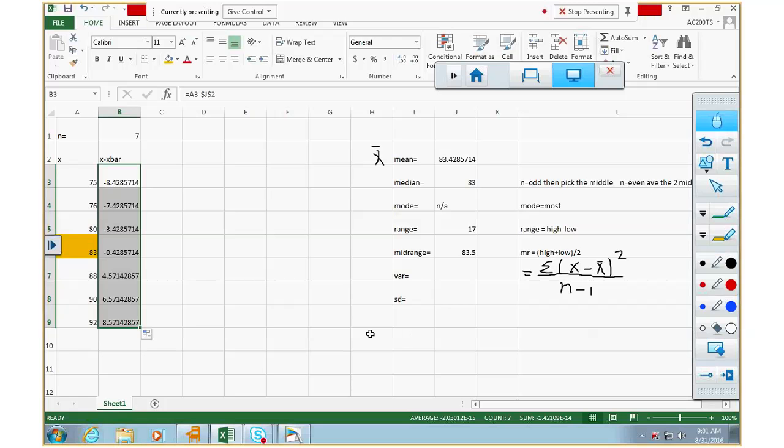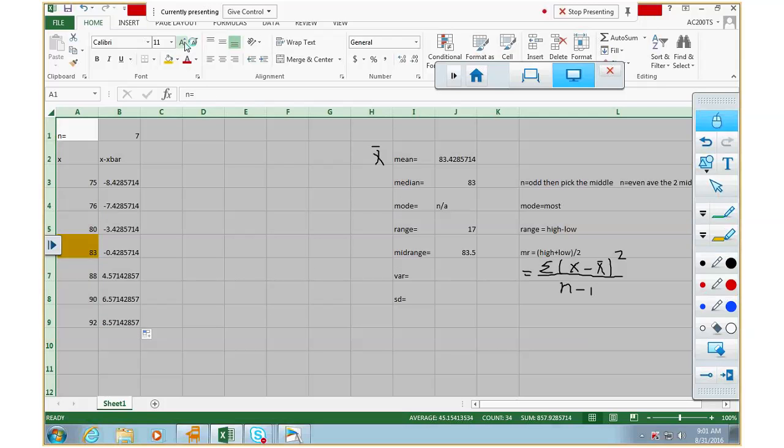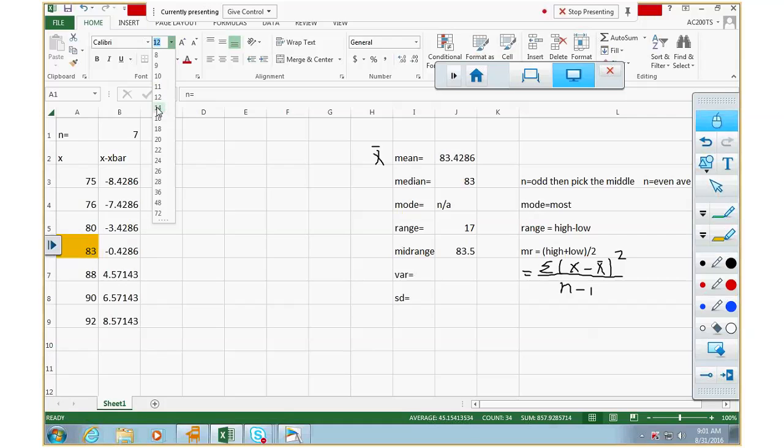I'll make them a little bit bigger for you. I thought I was going to make them bigger. There we go.